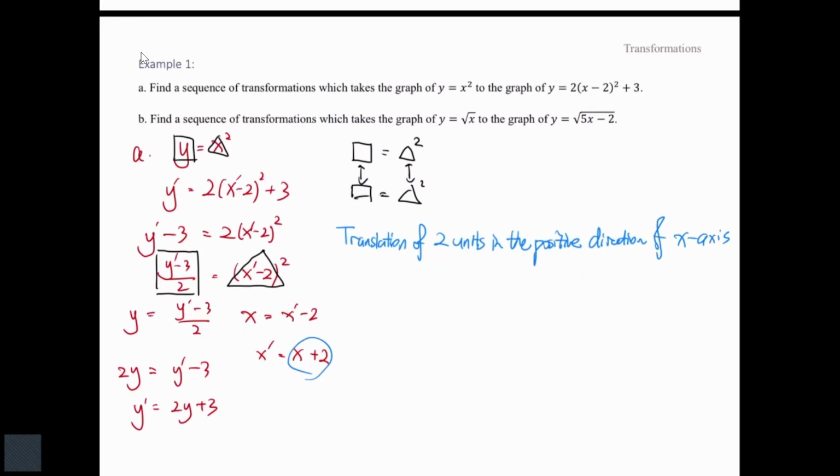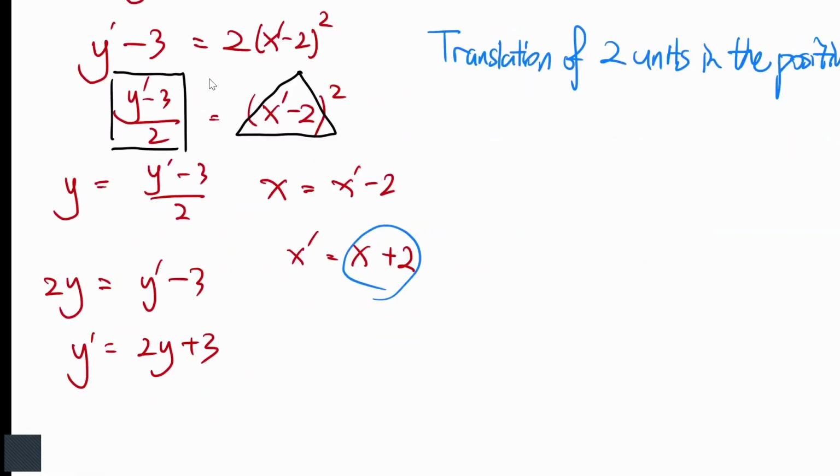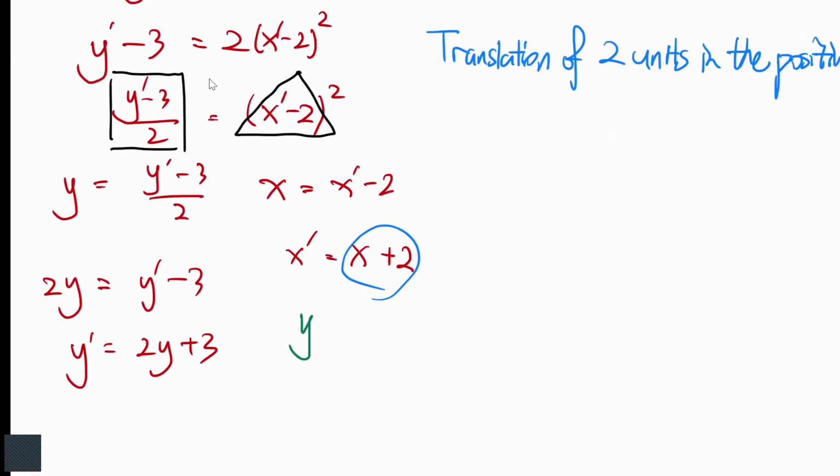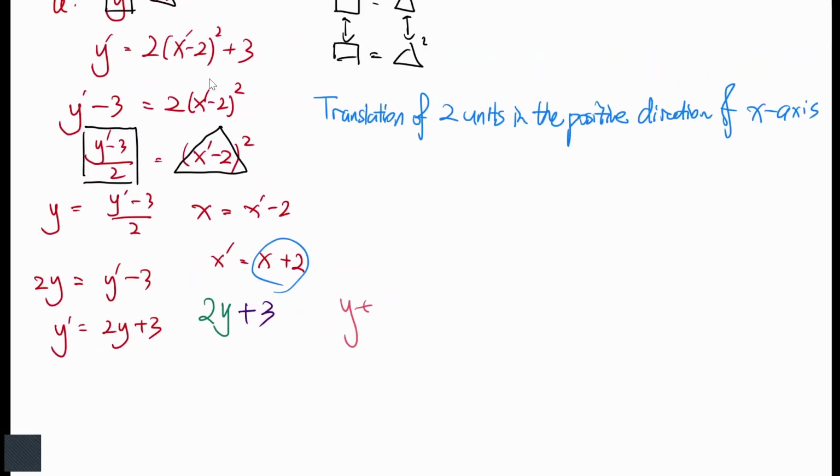We now move to y. Notice that this time, to get my y into y dash, which is 2y plus 3, I have to, remember this, multiply by 2 first, then plus 3. Does that make sense? If you plus 3 first, then multiply by 2, you mess up the whole thing. You will never get 2y plus 3. So this order is so important.